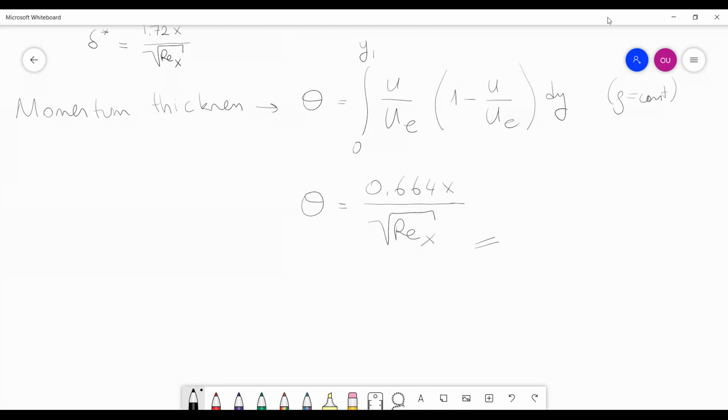Plus, we have already seen how we can estimate the drag coefficient based on the friction coefficient, which is based on wall shear stress, using the velocity field that we obtain from the Blasius solution within this very specific boundary layer: a laminar boundary layer for incompressible steady two-dimensional flow.